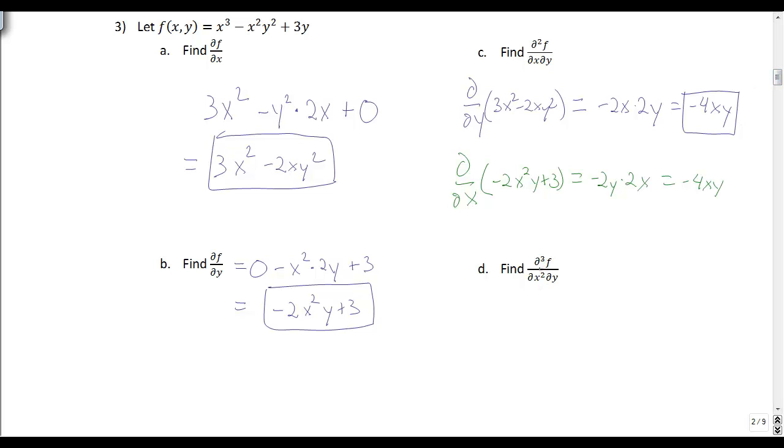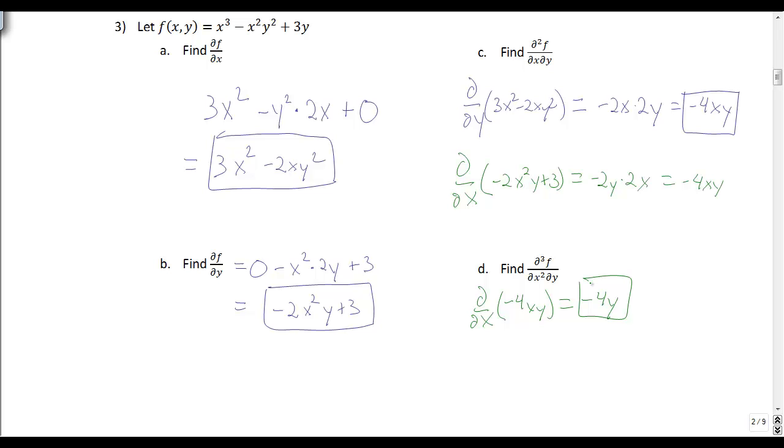Same thing when we do part D. We're doing 3 derivatives, 2 with respect to x and one with respect to y, and you can do these in either order. Probably the easiest thing to do here is, I've already got the derivative with respect to x and y, so to get down here, I just need to take one more derivative with respect to x. So probably the simplest thing is to take a partial with respect to x of our answer to C, which is negative 4xy. That's just x times the constant negative 4y, so that's just negative 4y.